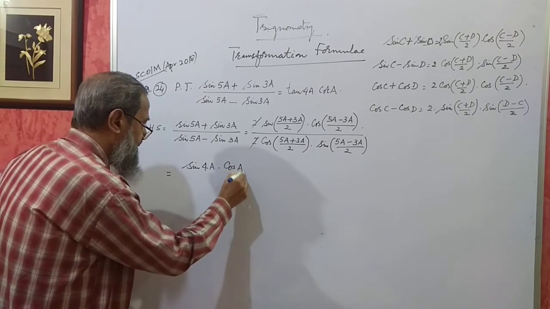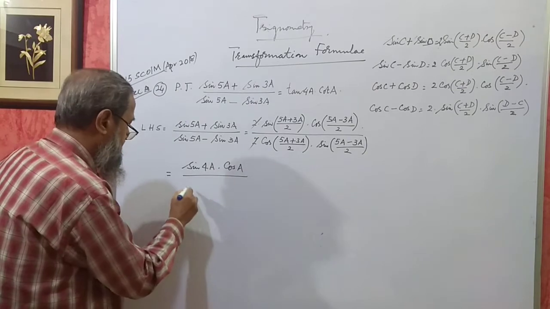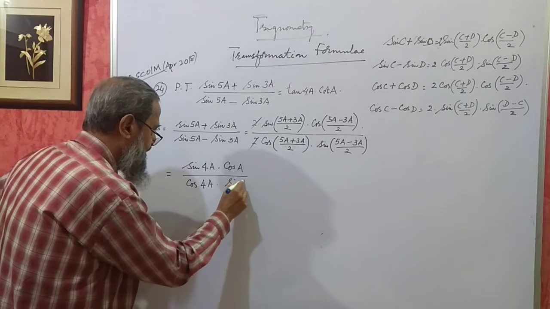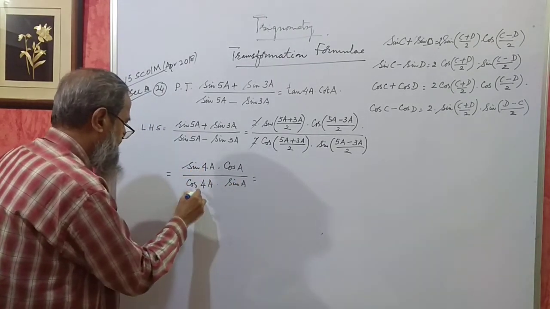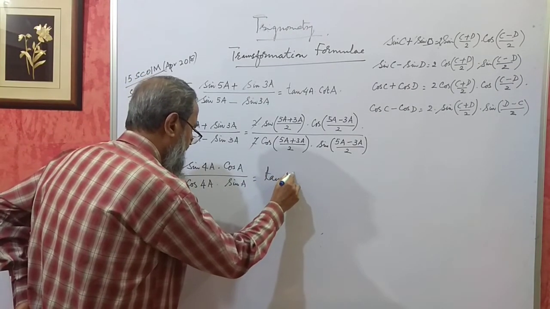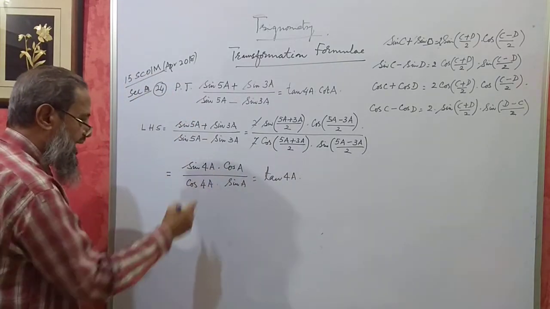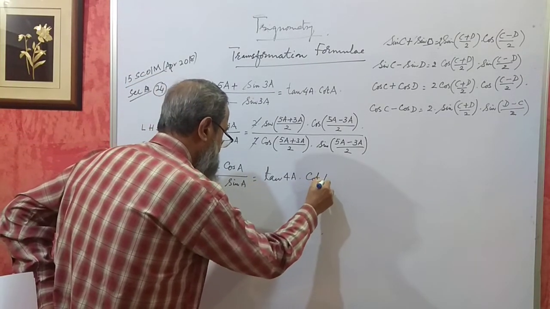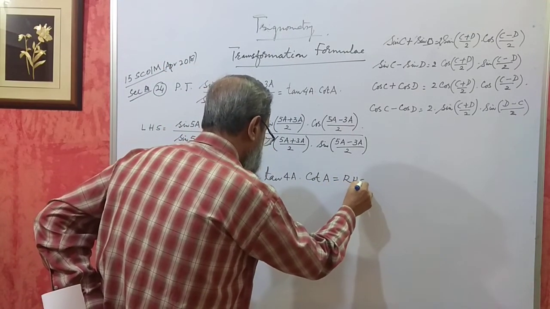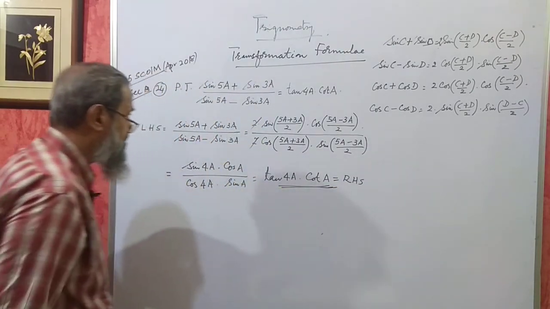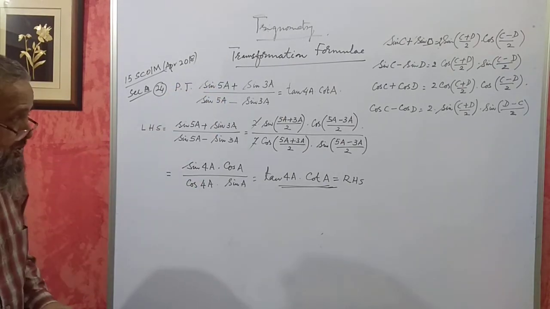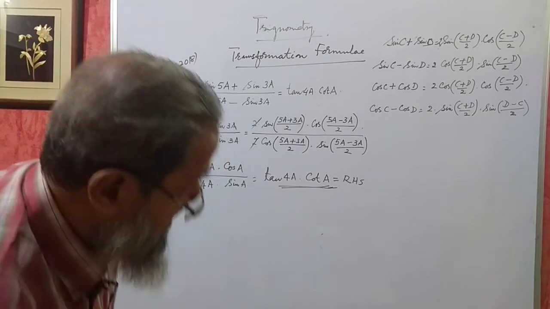So cos A divided by, similarly, cos 4A into sin A. Now sin 4A by cos 4A, sin by cos is tan, so tan 4A into cos A by sin A is cot A. We have got the right hand side. We have proved that the left hand side is equal to the right hand side. So this will fetch you the 5 marks. Those two formulae I have used there, you will get 5 marks from that.